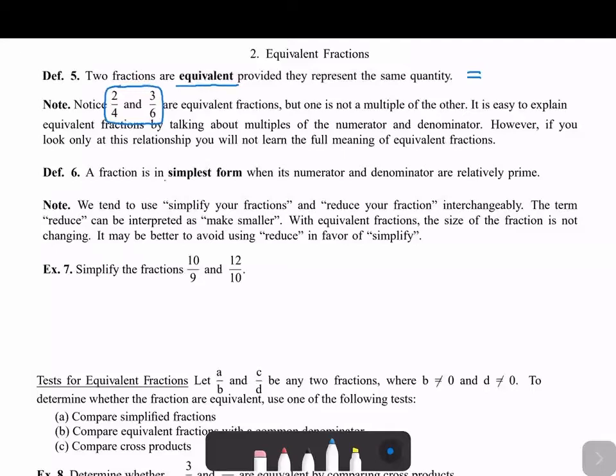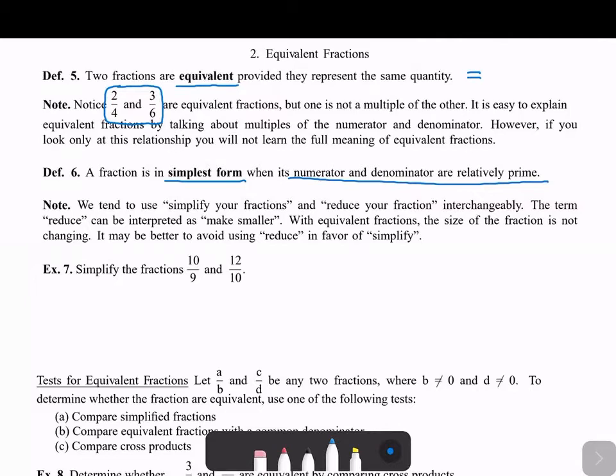Going off of that, a fraction is in simplest form when its numerator and denominator are relatively prime. Recall from before that relatively prime just means that the greatest common divisor of these numbers is 1. You cannot reduce it anymore; they don't share any factors. So in the case of 2/4 and 3/6, neither of those is in simplest form, because 2 and 4 are not relatively prime, since their GCD is 2. Likewise, 3 and 6 are not relatively prime because their GCD is 3.